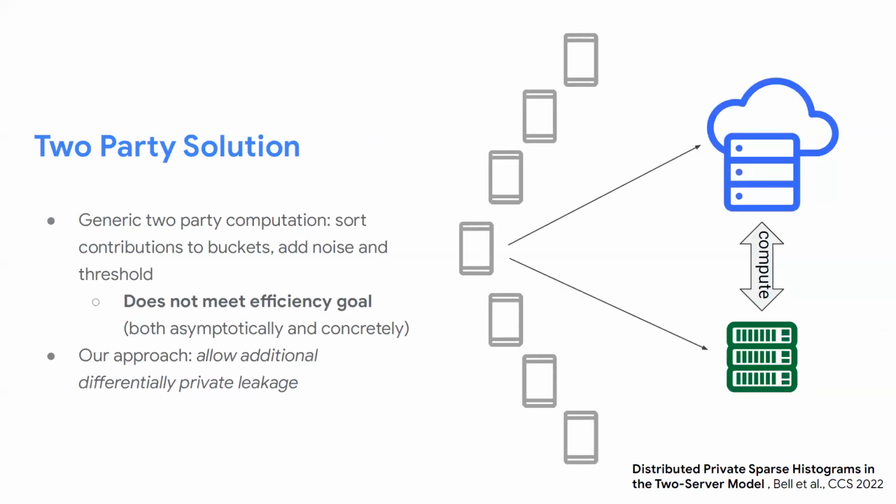So even when you go to 2 parties, if you want to use generic 2-party protocols, one way is to sort all your data and then add noise and threshold. These constructions don't meet the efficiency goals, both in terms of asymptotics and concretely, they are very far out. So what we ended up doing is allowing some additional differentially private leakage between these 2 servers.